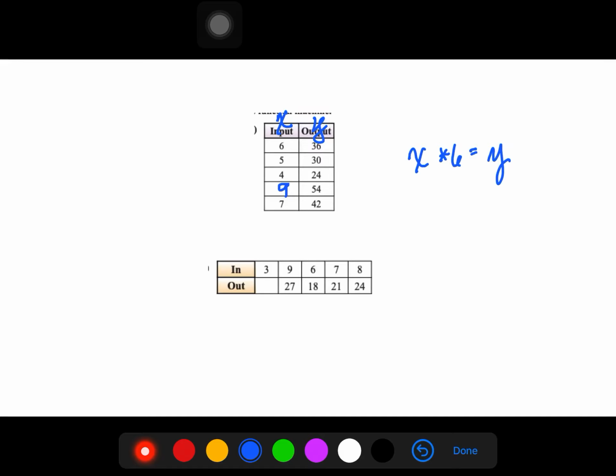Input 3, output is a mystery. 9, output 27. Input is 6, output is 18. Notice I'm jumping all around. The patterns are not going up. 3, 9, 6, 7, 8. But you have to look at the pattern between the input or the X to the Y if we are graphing these. What's missing? Once again, by coincidence, the missing number is 9 because the pattern is X times 3 equals the Y.